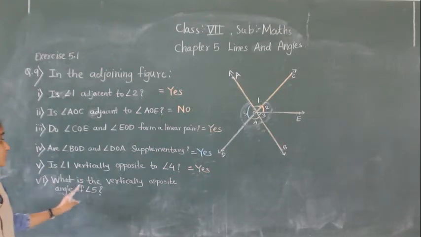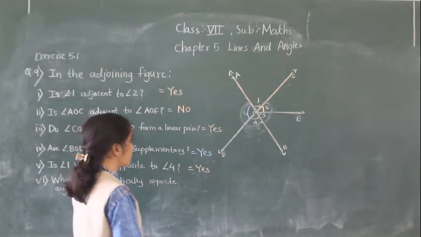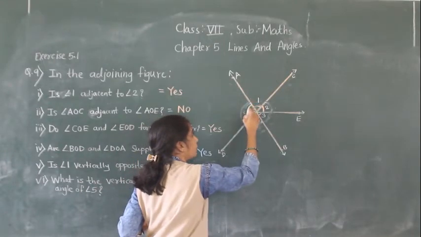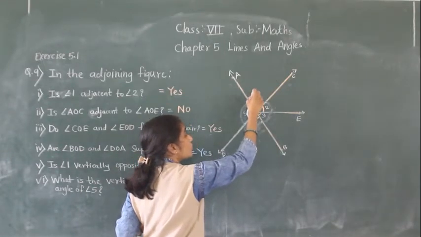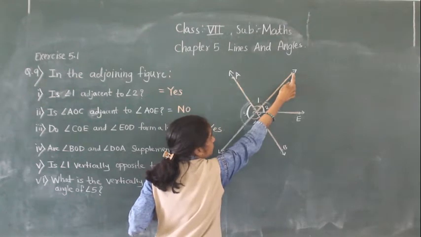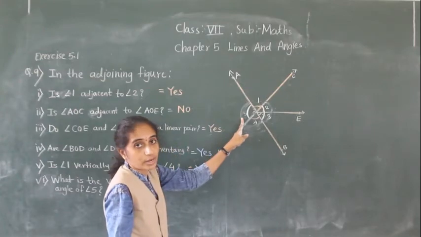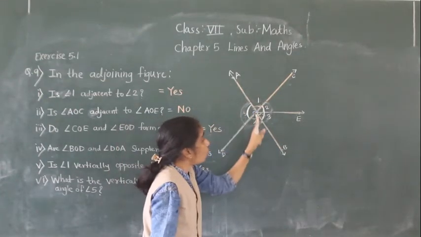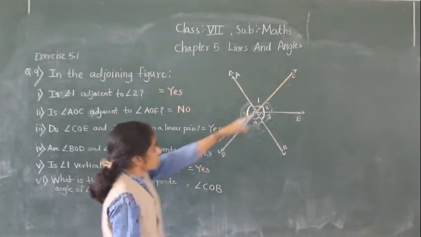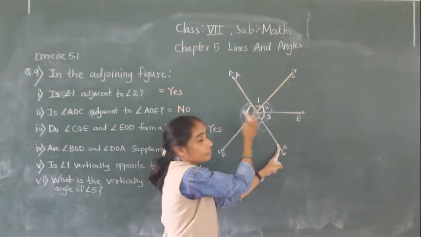Now, what is the vertically opposite angle of angle 5? See, this is angle 5. So for angle 5, which is the vertically opposite angle? See these angles. What is the name? C, O, B. So angle C, O, B is the vertically opposite angle for angle 5.